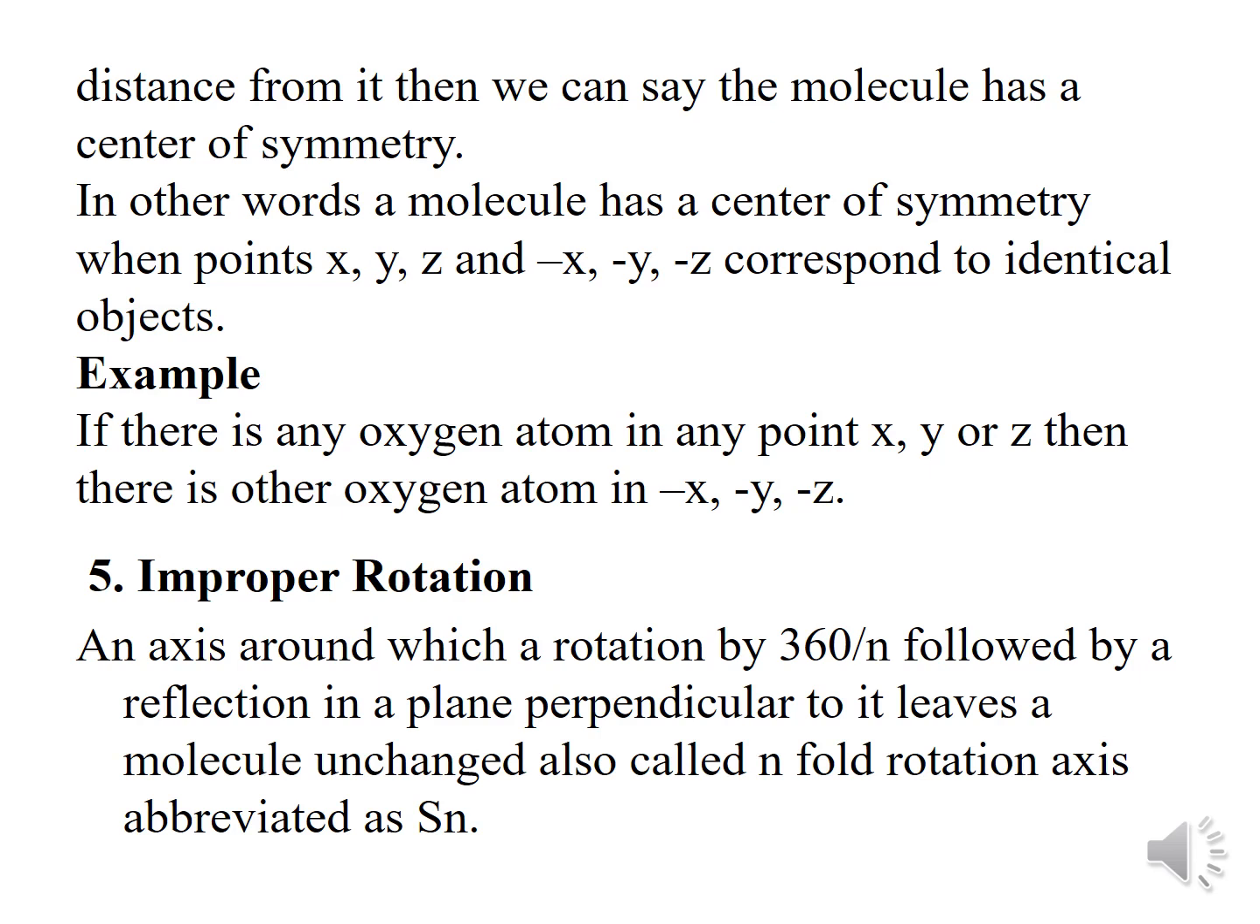Next one is improper rotation. An axis around which a rotation by 360 over n followed by a reflection in a plane perpendicular to it leaves a molecule unchanged is called an improper rotation axis, abbreviated as Sn.